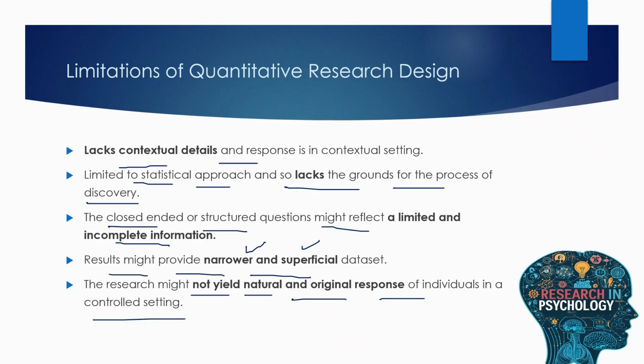The research might not yield natural and original responses of individuals in a controlled setting. So when you are performing an experiment, it would be in a controlled setting. Or if you are performing a survey, it would be in a controlled setting. So in that kind of setting, the person may not be able to behave naturally or give you an accurate result. And the person may lie also, or may not want to say the correct answer, or is not feeling comfortable in the setting, might be shy or introvert. Any of these things could limit the quantitative research design, right? So these are the limitations of quantitative research design.